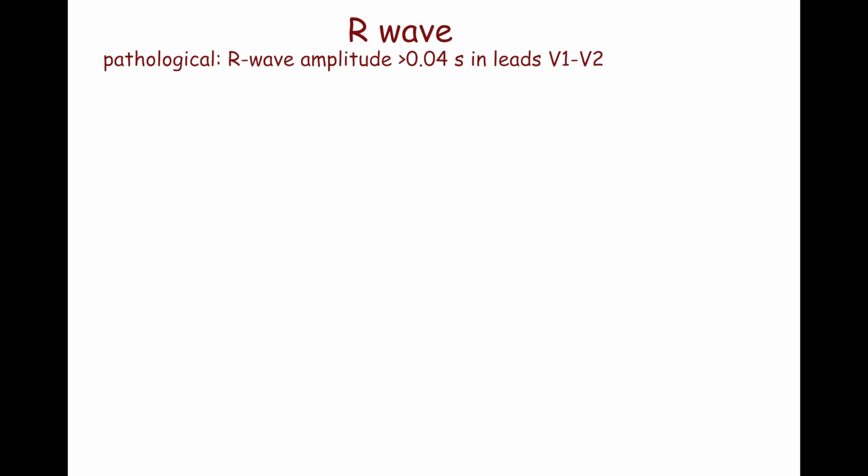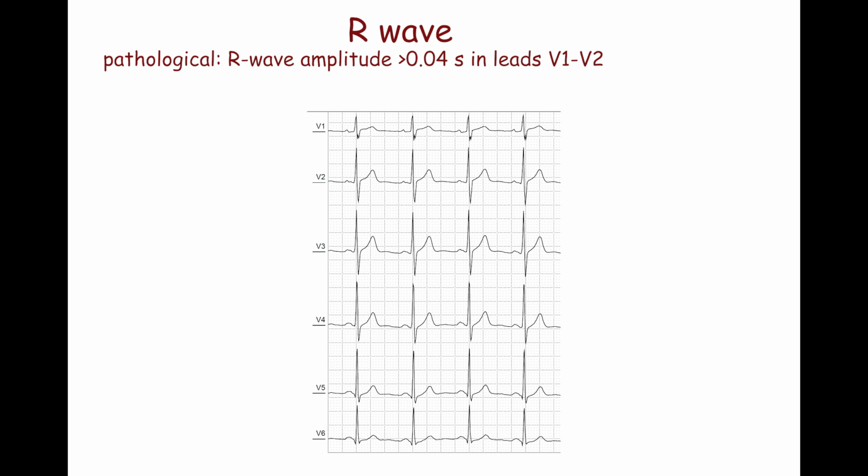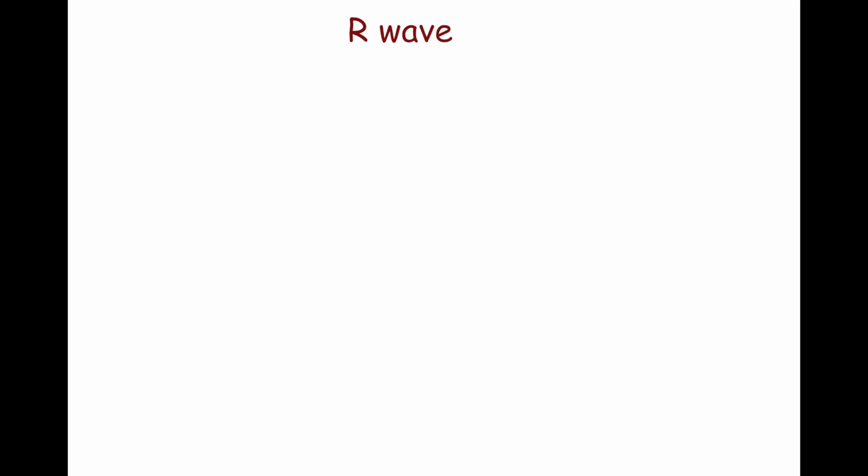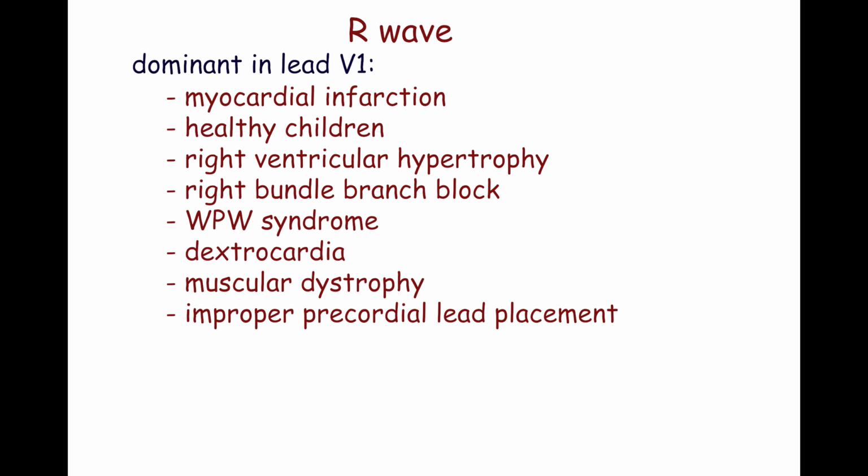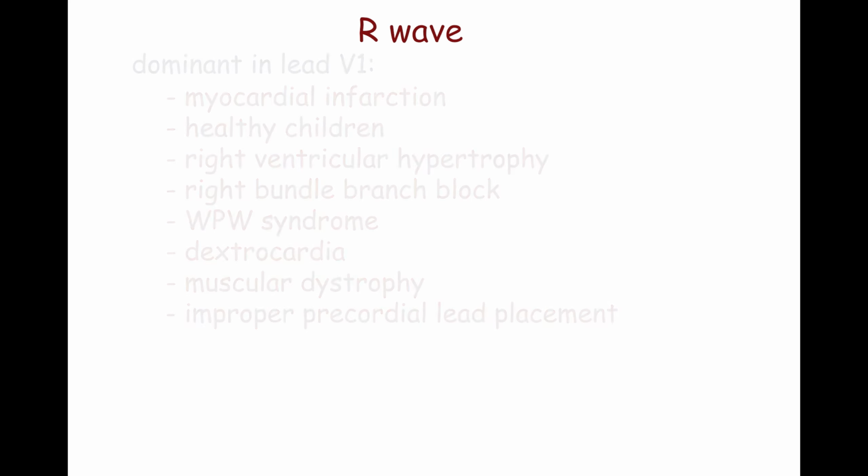Posterior myocardial infarction produces a higher R wave with a width more than 0.04 second in leads V1, V2. The R wave amplitude exceeds the S wave amplitude, a dominant R wave, in leads V1, V2 in the absence of conduction abnormalities or pre-excitation. Dominant R wave in lead V1 is observed in healthy children, right ventricular hypertrophy, right bundle branch block, WPW syndrome, dextrocardia, muscular dystrophy, and improper precordial lead placement.